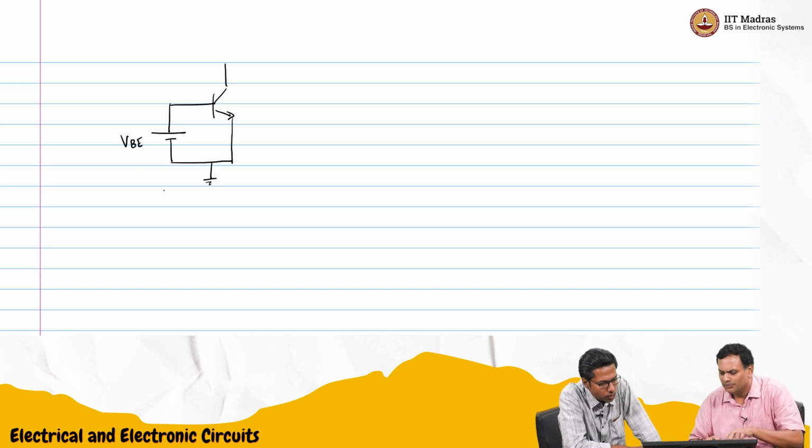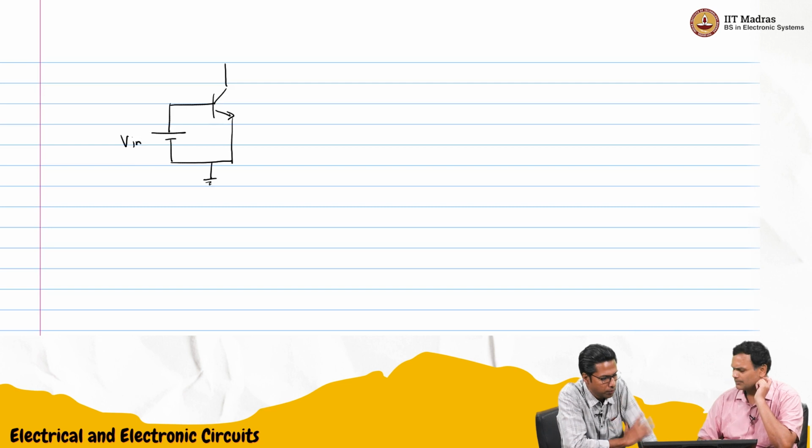If I do this, there is some V in there. Shall we call it V in? So this V in will be applied directly across VBE, and this will cause some IC to flow, and I want exactly 0.7.